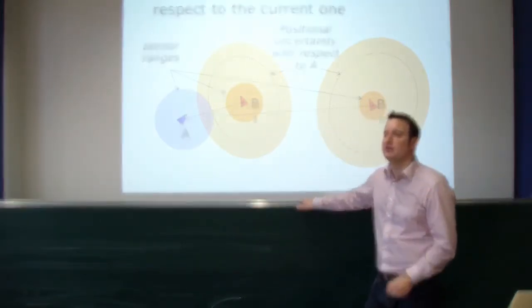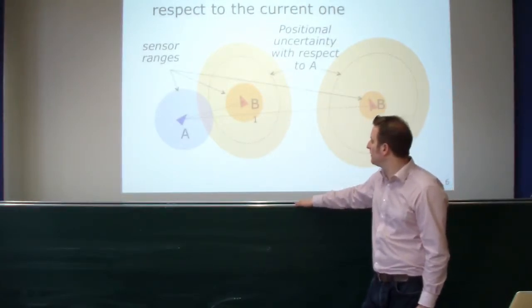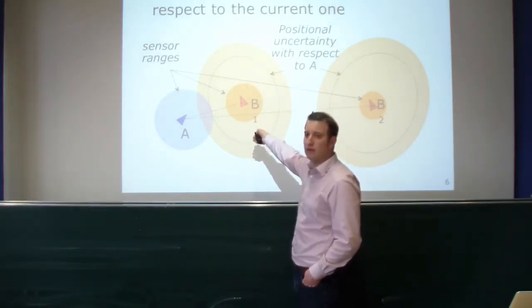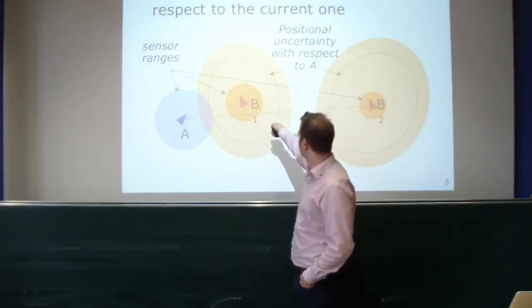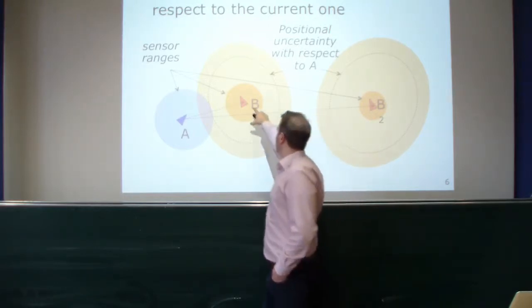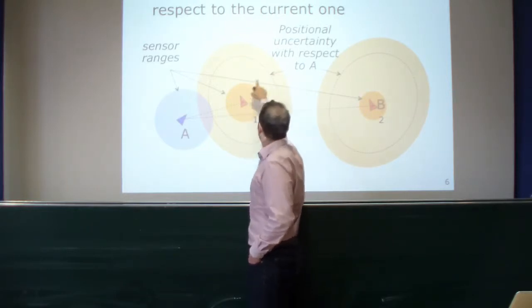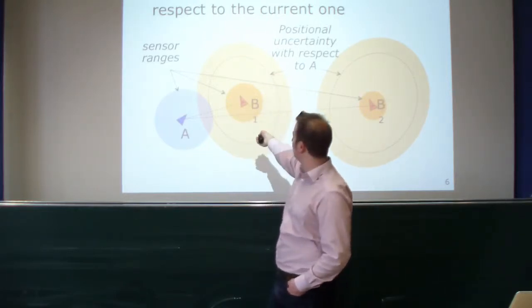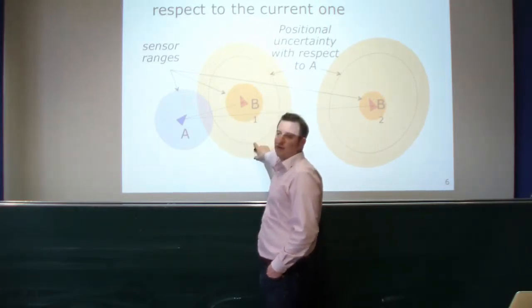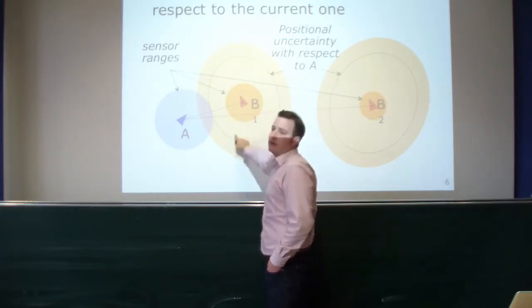Around B, the dashed line is the positional uncertainty, right? So this is the sensing range of B locally. This is the positional uncertainty, and this is the uncertainty expanded by the sensing range. The dashed line is the uncertainty of B with respect to A, and then you need to add the sensing range, because it may be that B is standing exactly out here, observing this area.